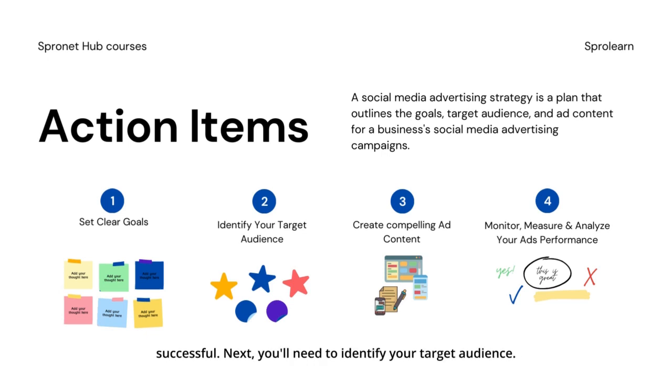Next, you'll need to identify your target audience. Who are you trying to reach with your social media advertising campaigns? Consider factors such as demographics, interests, and behavior. Using the targeting options we discussed earlier, you can narrow down your target audience to ensure that your ads are being seen by the right people.